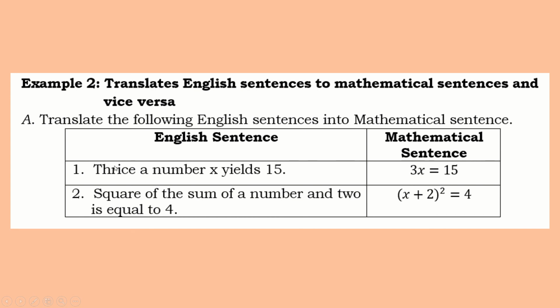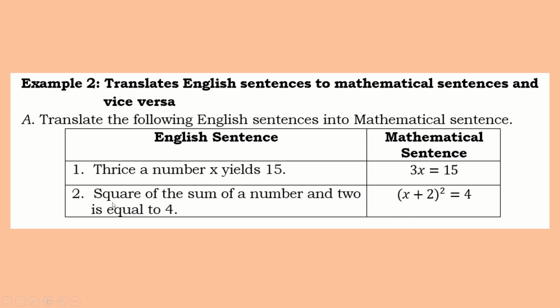Let's try this example. Thrice a number x yields 15. Meaning, thrice a number is equal to 15. So we have here the mathematical sentence: 3x is equal to 15. So it is complete. Thrice a number x yields 15.